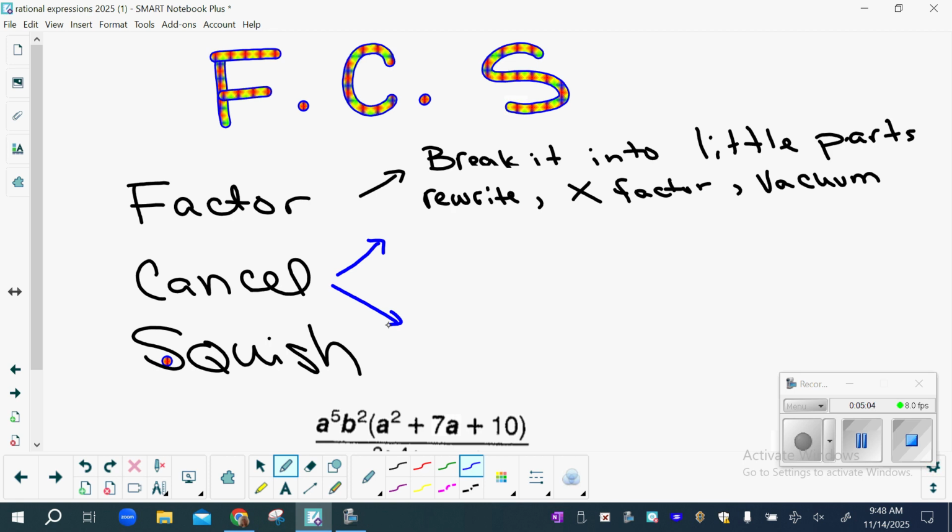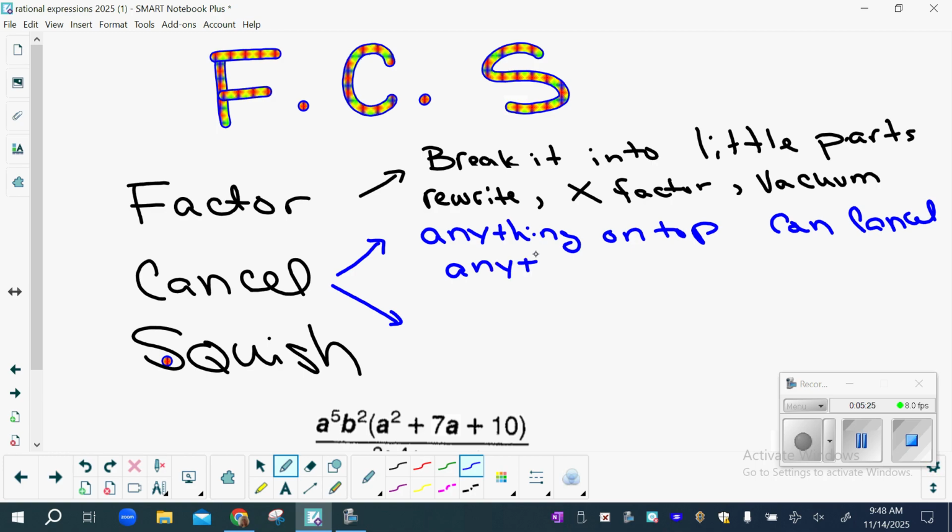So what I mean by cancel, I'm going to give you 2 hints. The first hint is that anything on the top can cancel anything on the bottom. Even if they're far away from each other, like diagonal, anything on the top can cancel anything on the bottom.